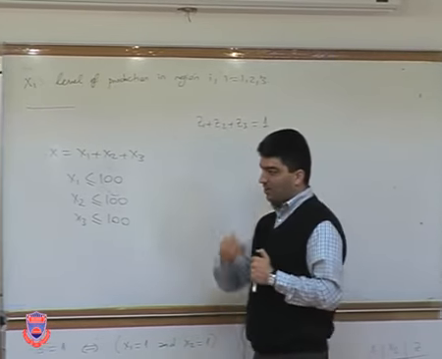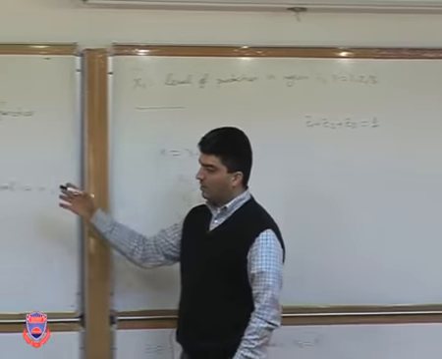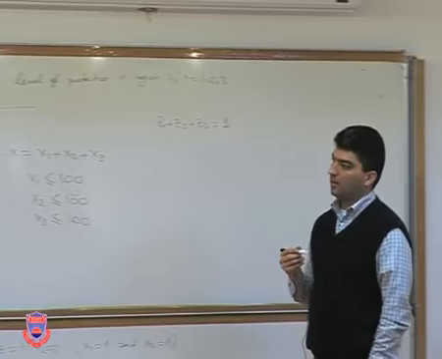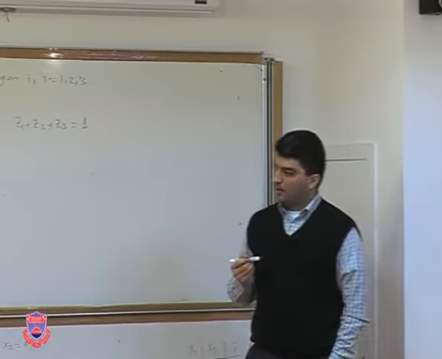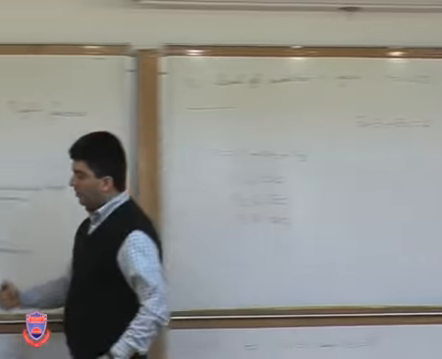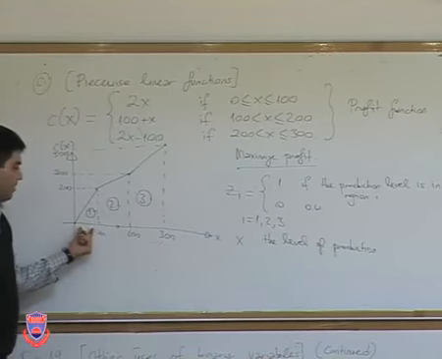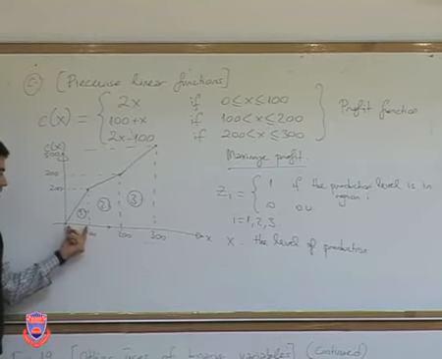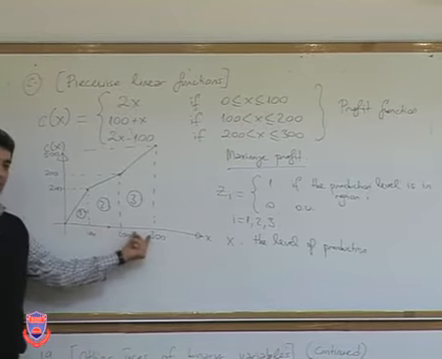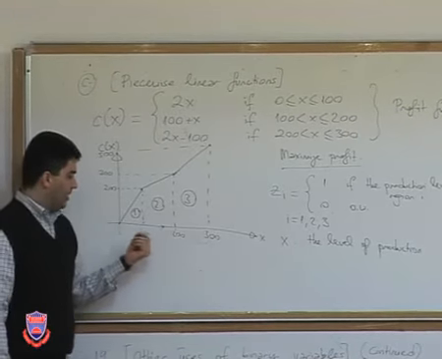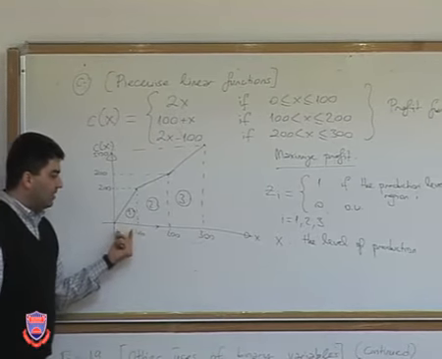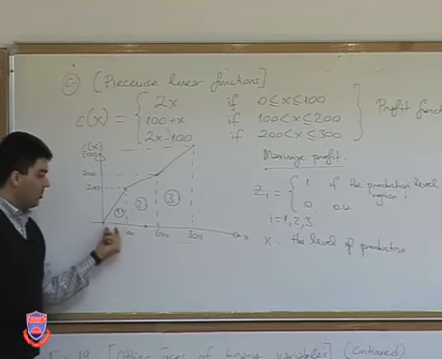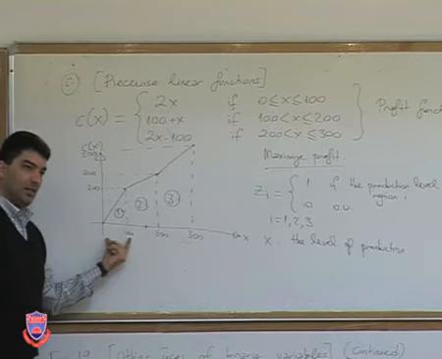So let's think of this problem in the following way. What does it mean for Z1 to be 0? If Z1 is equal to 0, then my X will not be in this interval, right? So my X will either be in this interval or in this interval. So if Z1 is equal to 0, what does that imply about X1? Exactly. If Z1 is equal to 0, then X1 has to be equal to 100, right?